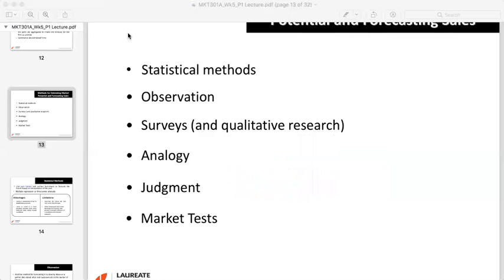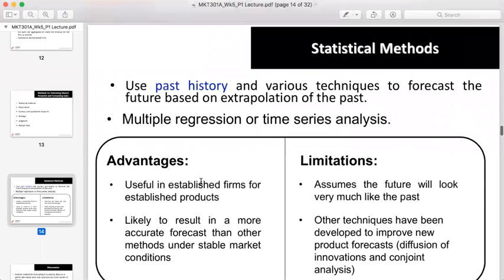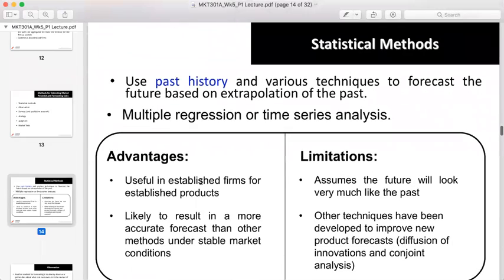Okay, right, so that's basically the key point, guys, in terms of forecasting. And there are several things as well in terms of advantages and disadvantages of using each method. Okay, and that's basically the topic for module 3.